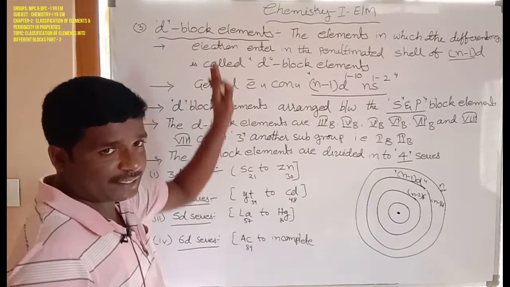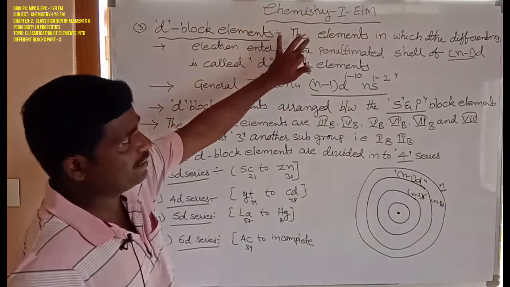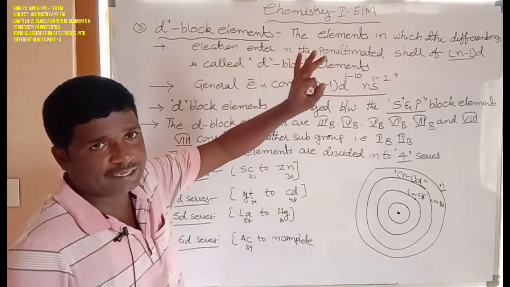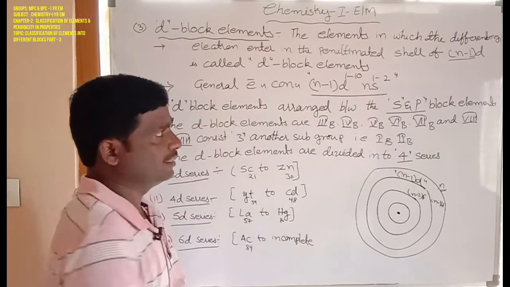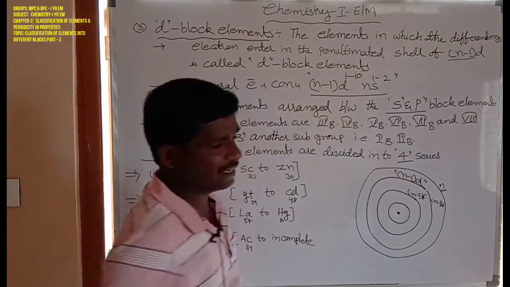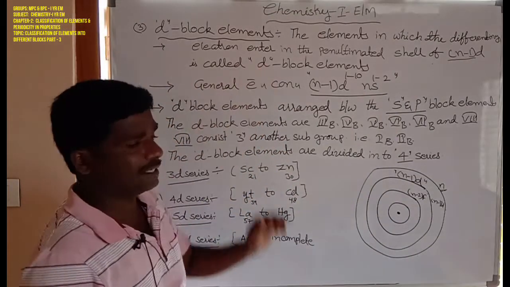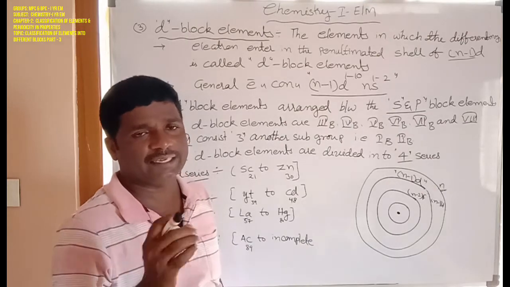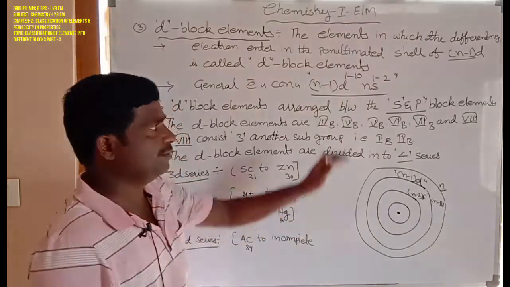So in d block elements, the elements in which the differentiating electron enters into the penultimate shell, the n minus 1 d, are called d block elements. That is, the elements in which the differentiating electron enters the d orbital are called d block elements.